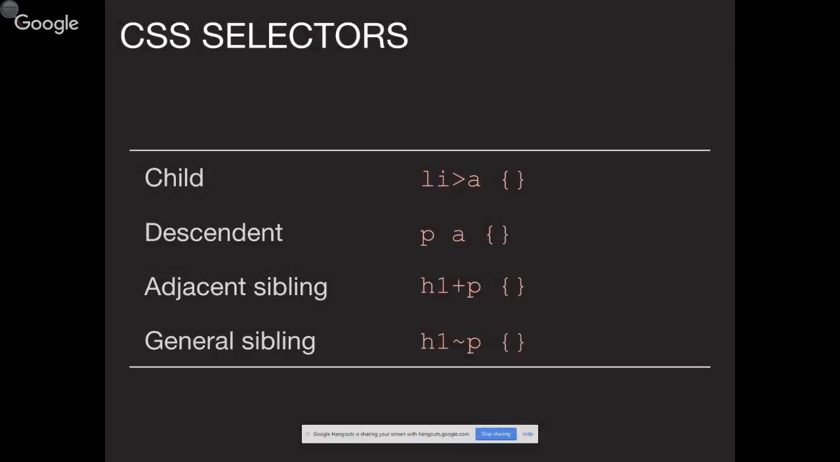But there is more. You can also get more sophisticated with your selectors and work with child, descendant, sibling, and general sibling. And to understand what this means, we actually need to talk about something we haven't talked about yet, which is the DOM, the document object model. Has anyone heard of the DOM before? Okay.